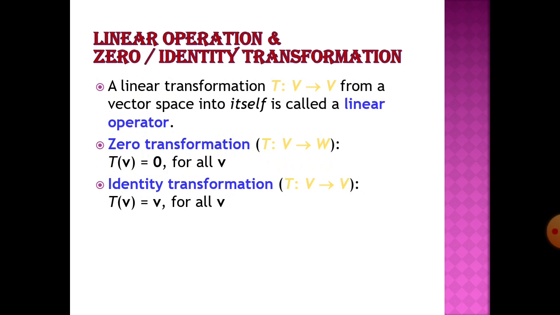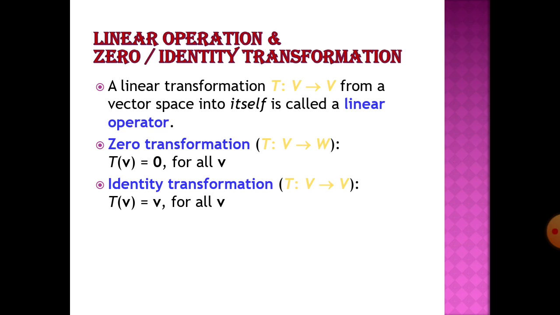Next definition is linear operator. Now we see the linear operator definition. A linear transformation T from a vector space V into itself is called a linear operator. We already saw the definition of linear transformation. We take two vector spaces V and W, make the function and it satisfies two properties, then we say that the mapping is a linear transformation. Here we take only one vector space for the function, and that is said to be a linear operator.